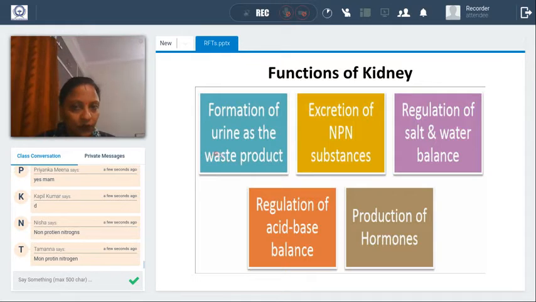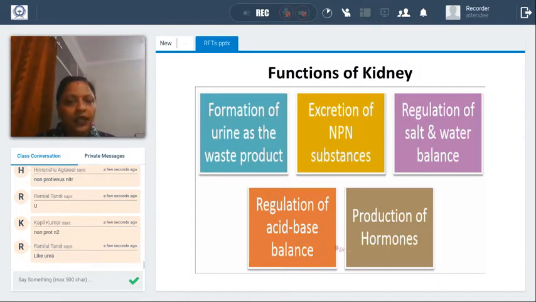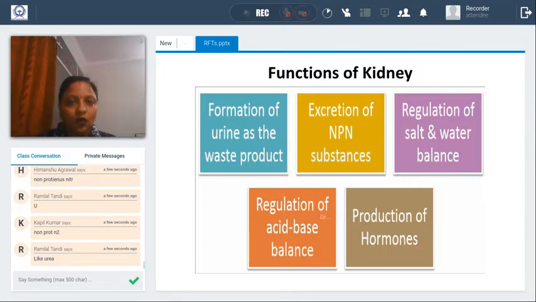Yes, non-proteinous nitrogen. Regulation of salt and water balance means regulation of electrolytes and water balance, and regulation of acid-base balance. You also know regulation of acid-base balance. And the last one, we have already discussed, is production of hormones. So this is another way of depicting the functions of the kidney.